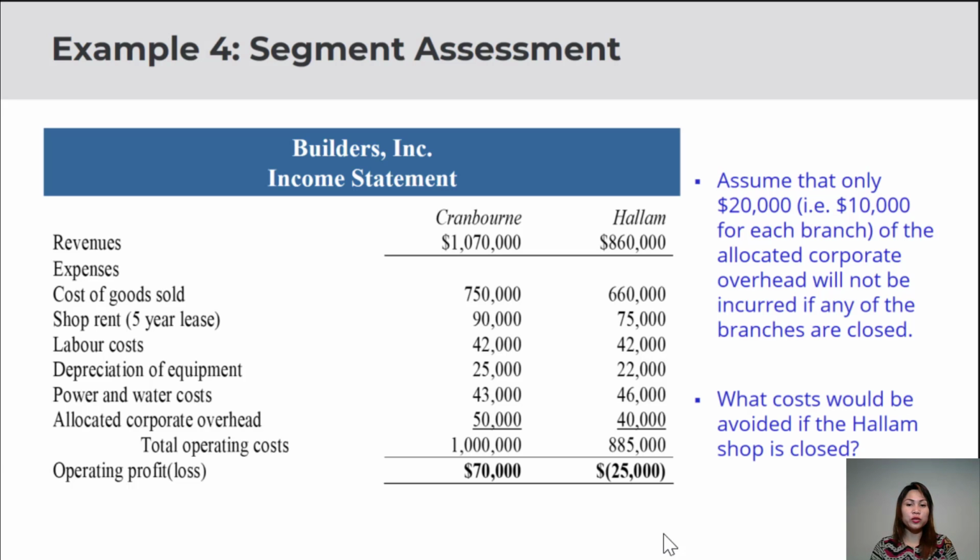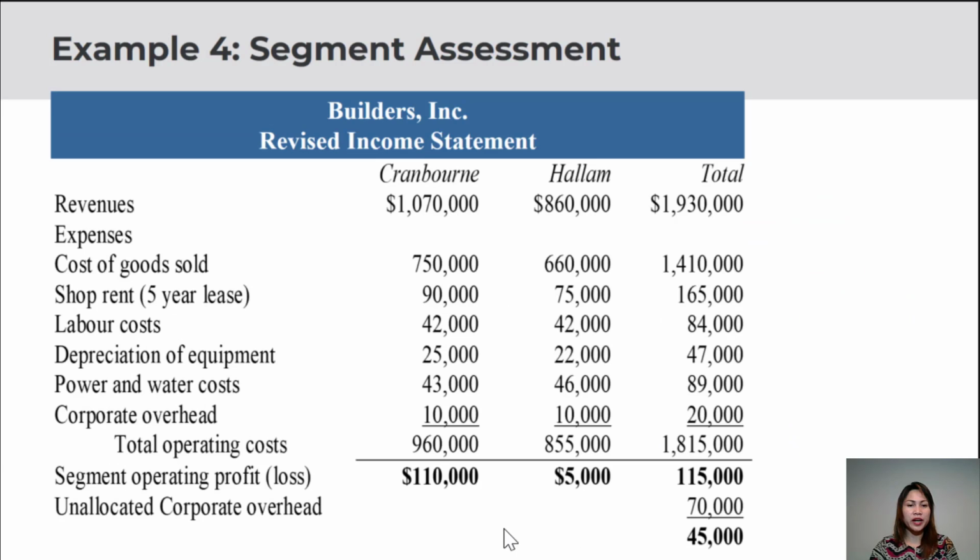Question: what cost will be avoided if the Hallam shop is closed? Now we need to modify this calculation to take into account the fixed cost that can be avoided. Corporate overhead for Cranbourne is 10,000, so this one can be avoided if one of the branches is closed. Same with Hallam. Then the total of these two branches is 10,000 each, 20,000 corporate overhead that are allocated to two branches. Therefore, unallocated corporate overhead is $70,000.